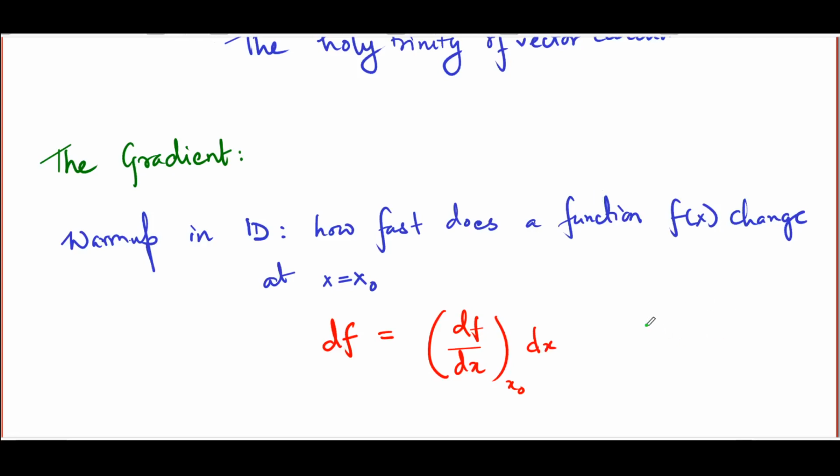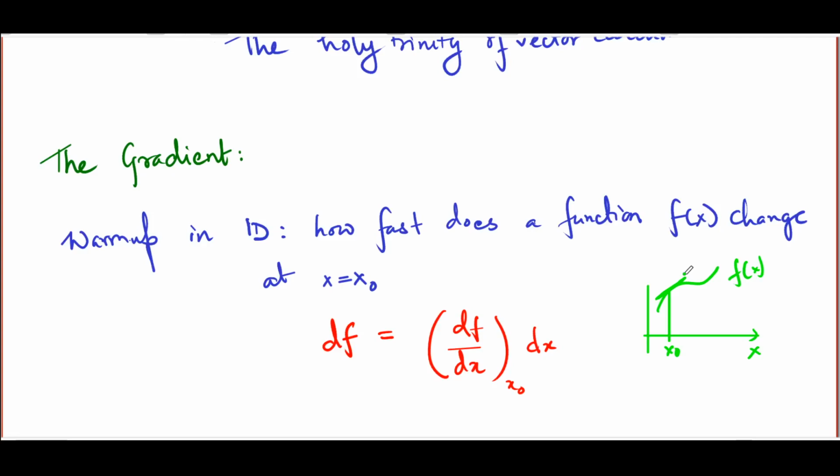Let me also remind you that if you were to draw a f of x versus x curve, then at the point x0, df dx at x0 would essentially give you the slope of the tangent, which is also called, in colloquial language, the gradient of this particular curve. It tells you how steep or how flat the curve is.